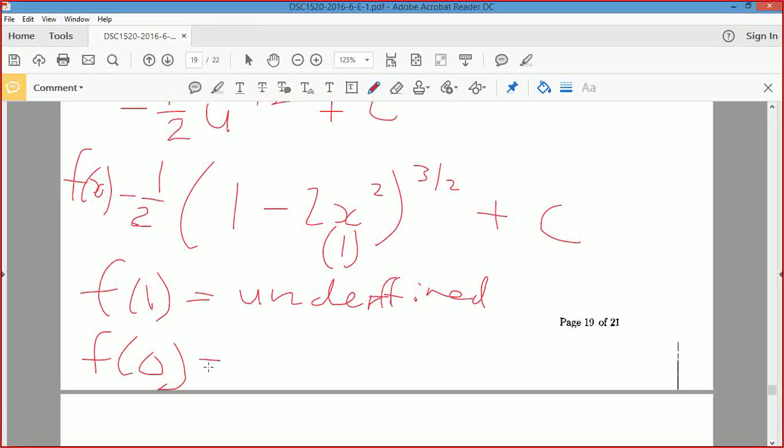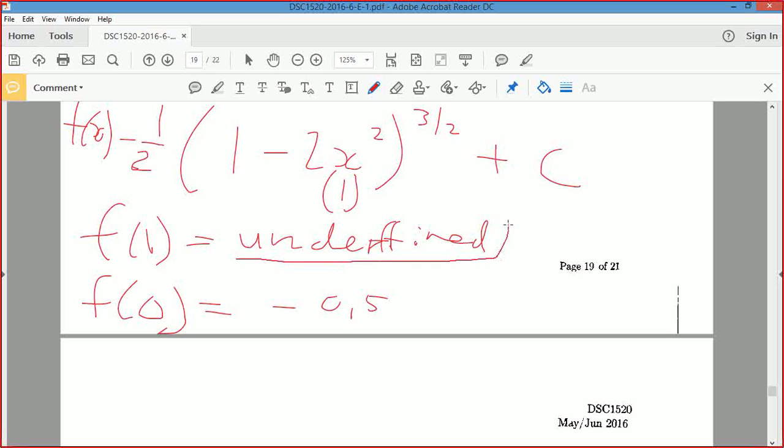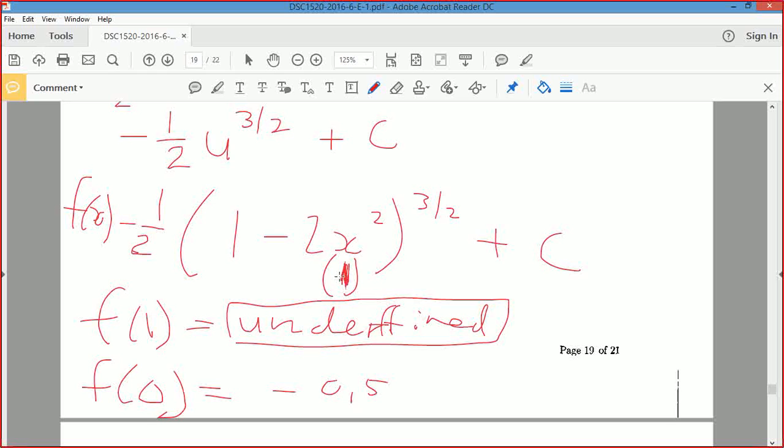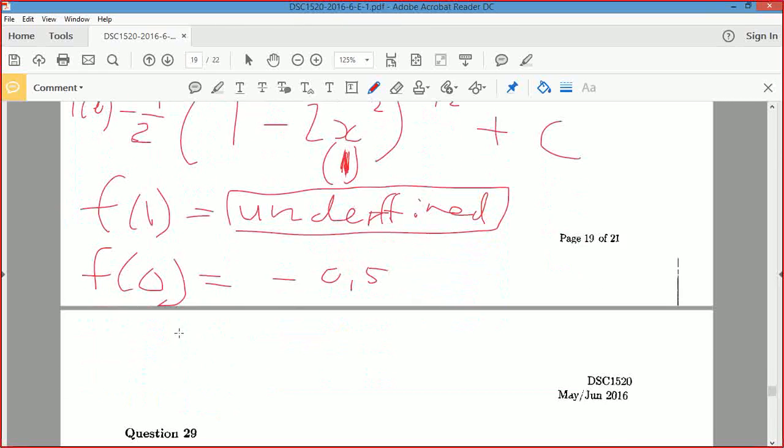Undefined. And then this comes out to negative 0.5. So this is undefined, so you cannot calculate a negative number, because when you substitute a 1 in here, then you've got 1 minus 2 brackets 1 squared. The bracket becomes negative. You can't find a square root of a negative number. It gives you an undefined answer. Right, so then if I'm looking at f of 1 minus f of 0, you don't have an answer for f of 1, but you're subtracting f of 0, which was negative 0.5, which is 0.5.